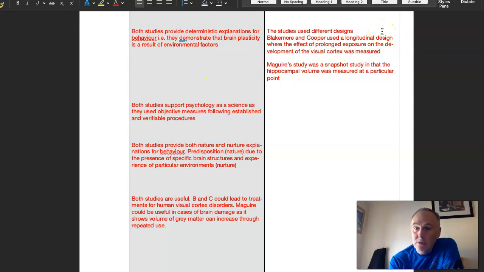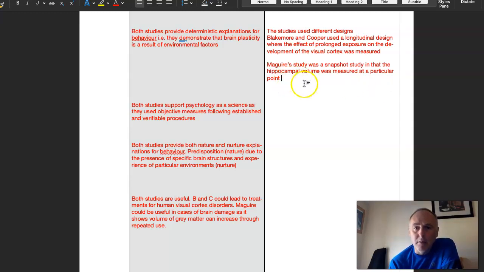So the studies use different designs. These studies are very, very similar to each other actually, but you can definitely pull this one out. Blakemore and Cooper used a longitudinal design, so it took place over an amount of time. The cats went through this process, didn't they? They were there for several months during the critical period, and it was the effect of that time which was being measured, I suppose you could say. Therefore, that's a longitudinal design.